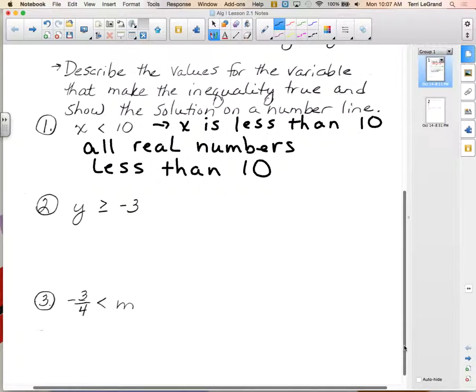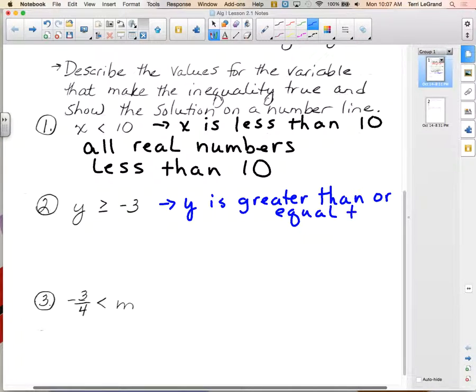Okay? Number 2, what does that actually say right now as it sits? Aaron? Y is greater than or equal to -3. Again, you can write this or you don't have to. If you already think you're so good at this, you don't need to. That's not what they're asking us to do. Here's what they're asking us to do. Describe all the values that Y can be.